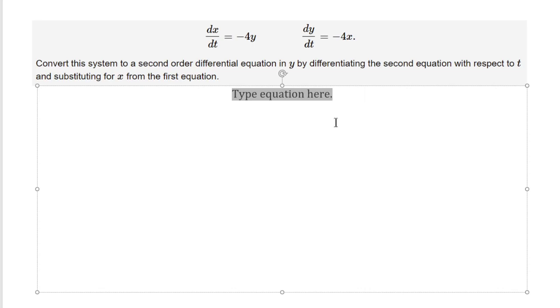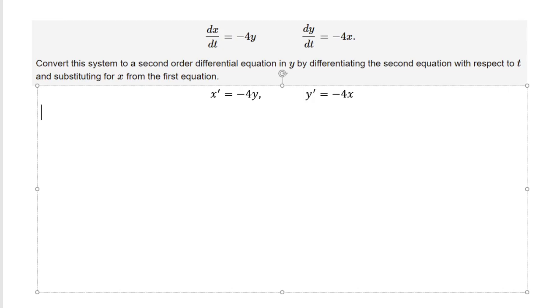This question is asking to convert a system into a second-order differential equation by differentiating the second one. At first, you might not know what this means, but let's rewrite this in the usual Newtonian notation. The first one is saying x prime is 4y. The second one is saying y prime equals negative 4x. It's a lot easier to see than the previous one.